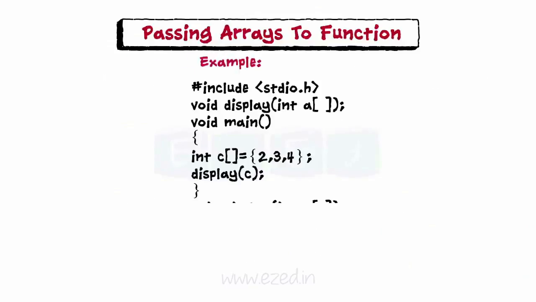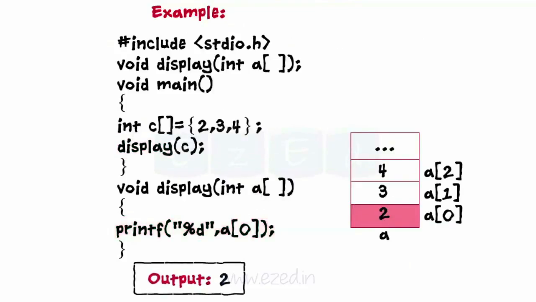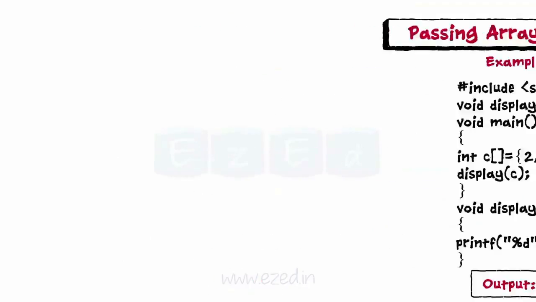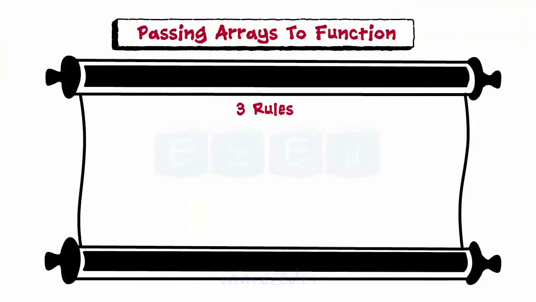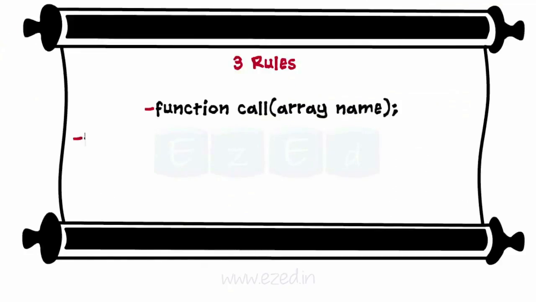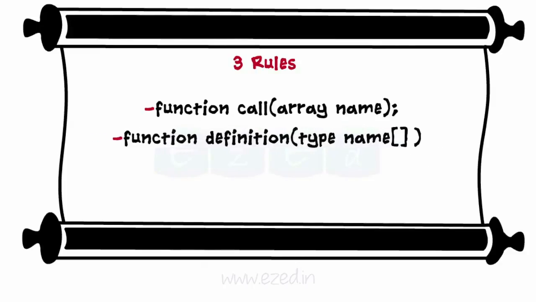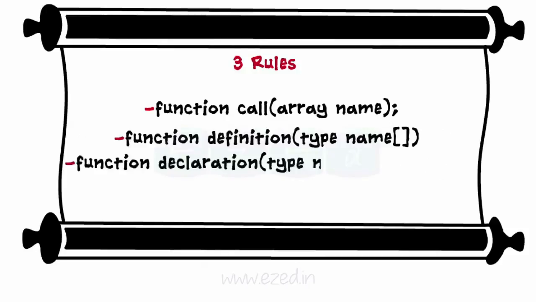Look at this example. Here the array C is passed onto array A in the function call, while in the printf statement only the first element of A is printed. Three rules for passing an array to a function: the function must be called by passing an array name; the function definition formal parameter must be of array type; the size of the array need not be specified; the function prototype should show the argument is an array.